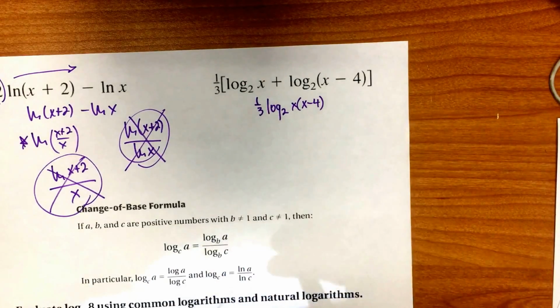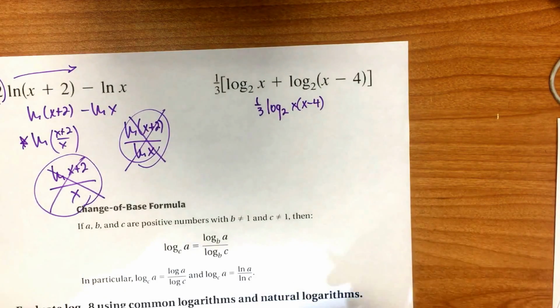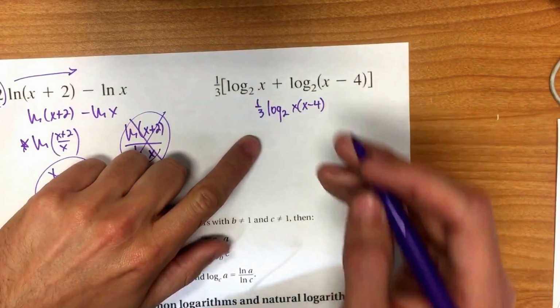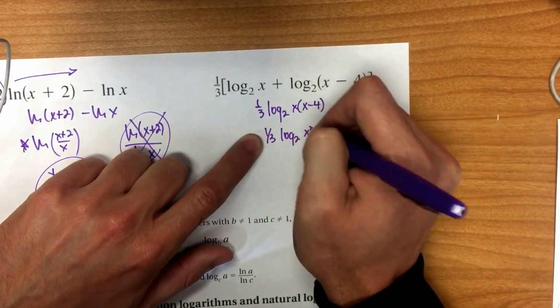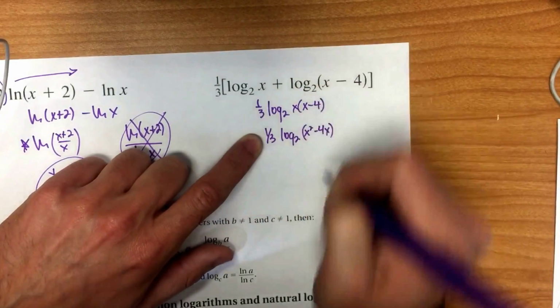If you want to put them together, that's fine. Either way is totally fine with me. I'm going to put them together. So I'm going to do 1/3 log base 2 of x squared minus 4x.